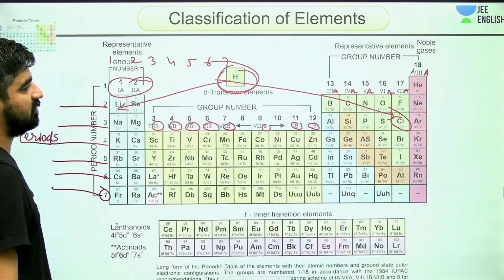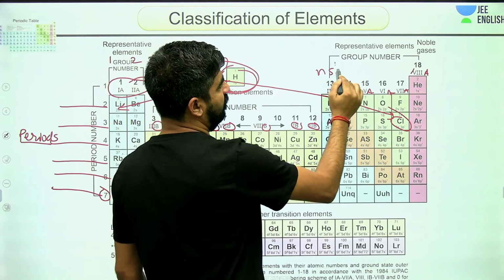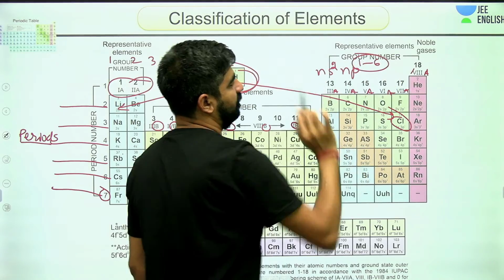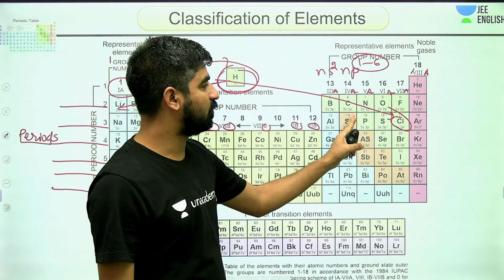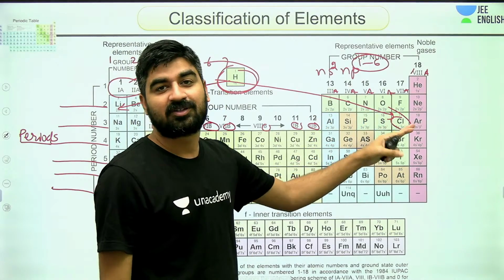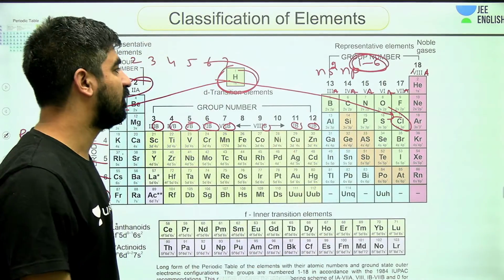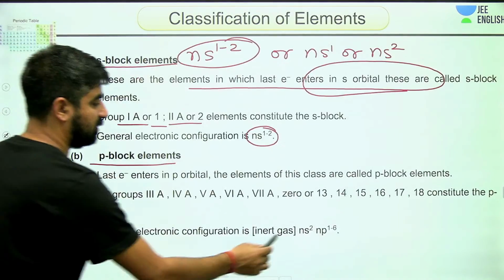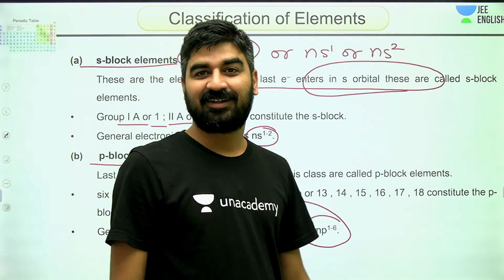So what is p block? I just told you that these are p block. The p block can have the configuration ns2 np1 to 6, because p can have a maximum of 6 electrons. So you can have 2p1, 2p2, 2p3, 2p4. It can have any value between 1 to 6. So this is the general configuration for p block elements. Got it?